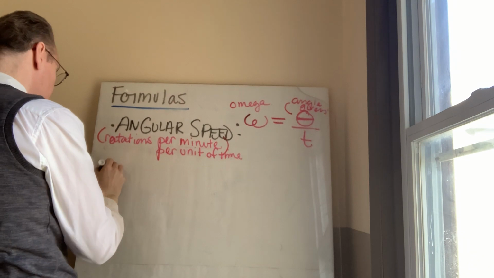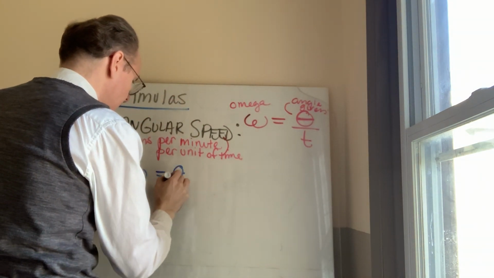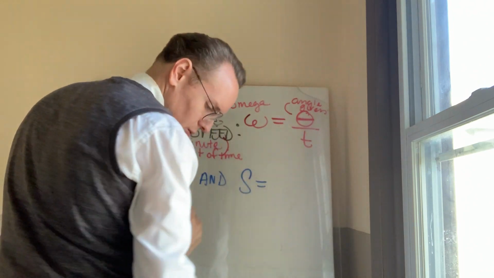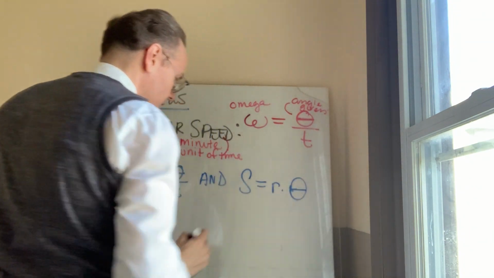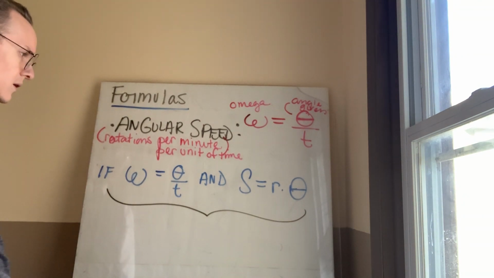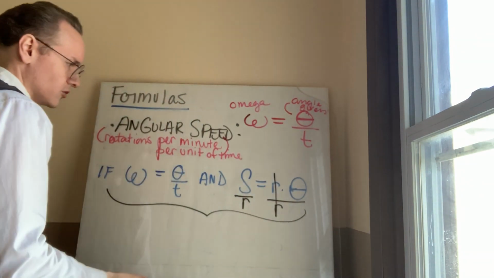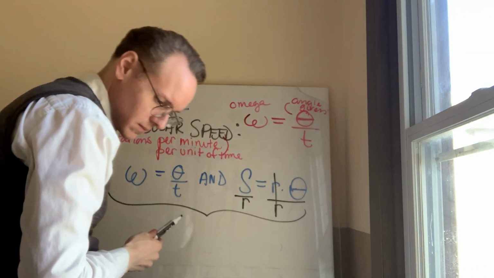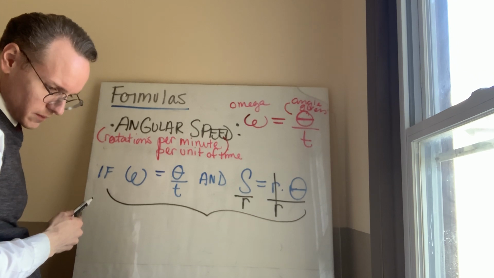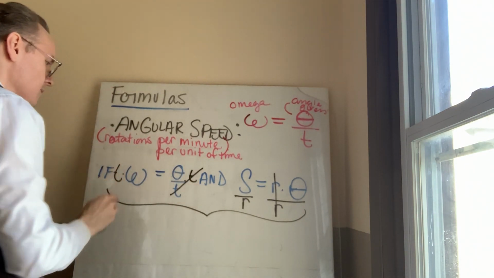If we're saying that angular speed, omega, is equal to theta, an angle, divided by time, and in the same breath, we're saying that arc length is equal to a radius times an angle theta, you could combine these, and you would get this as a formula. Basically rearranged, you could insert s over t in here. Or you could rearrange this and insert this in here.